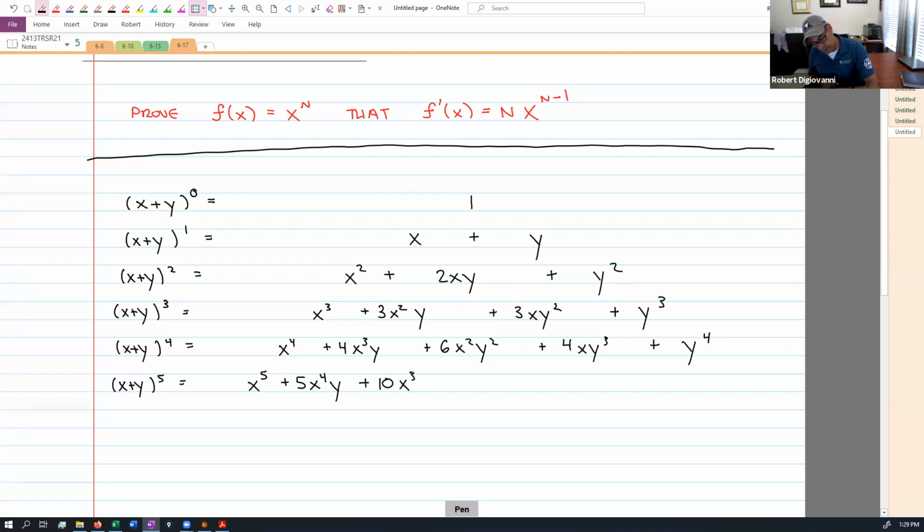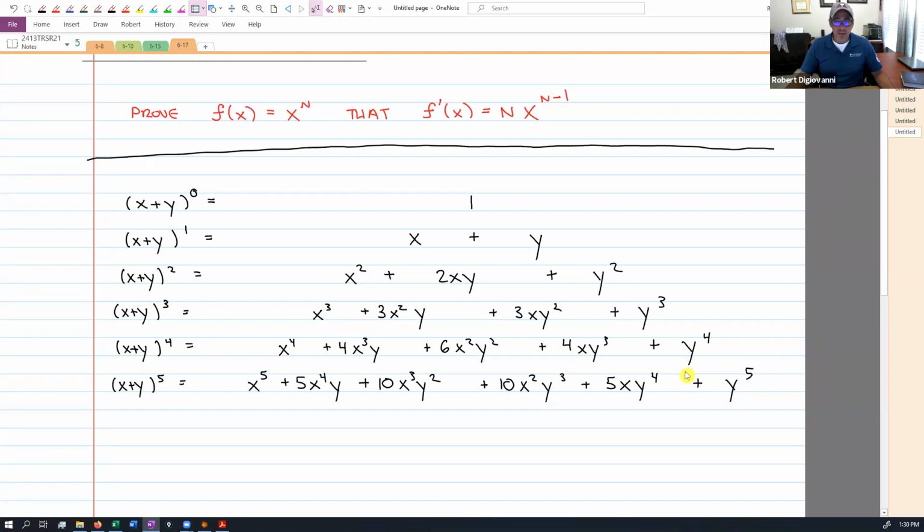x cubed y squared, x squared y cubed, x y to the 4th plus y to the 5th. So if you take x plus y, 5 times multiplied together, you get this. All right. What's the pattern?